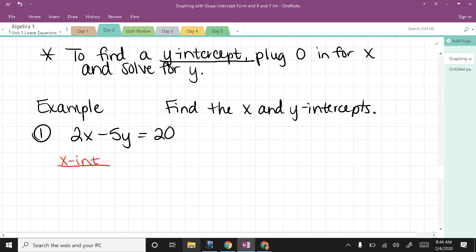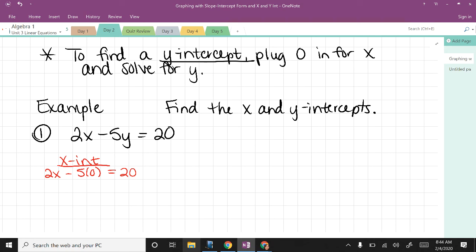So the x-intercept, I plug 0 in for what? y. So I'm going to say 2x minus 5 times 0 equals 20. So where they had a y, I use parentheses and put a 0.